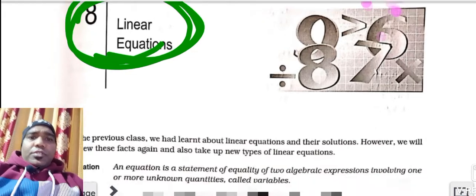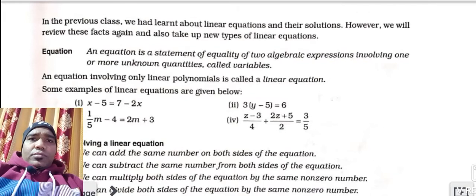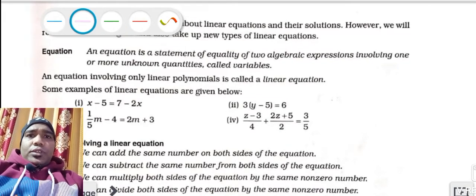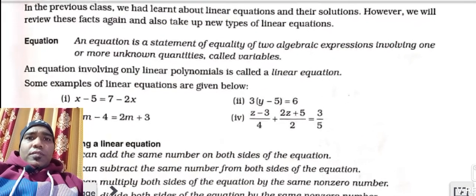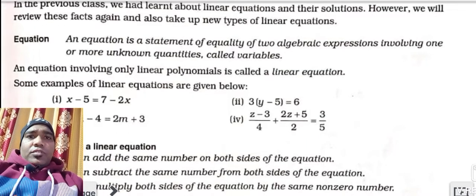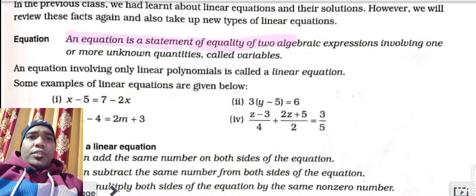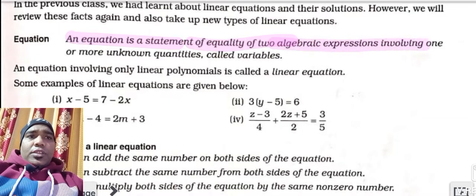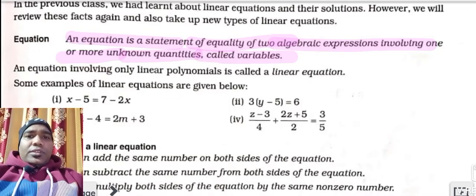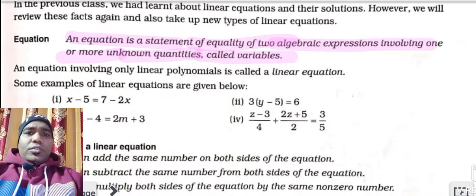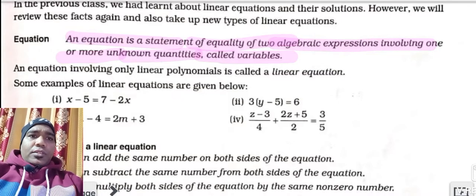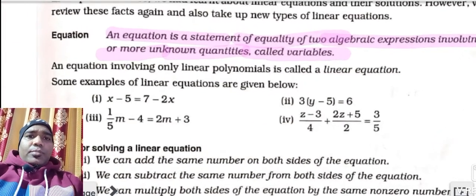What is a linear equation? As most of you must be knowing the definition of equation. What is an equation? An equation is a statement of equality of two algebraic expressions involving one or more unknown quantities called variables. You must be knowing about variable and constant from class 6 only.